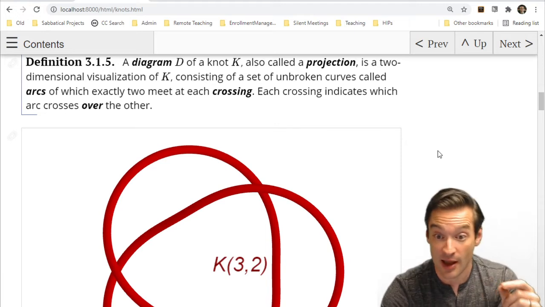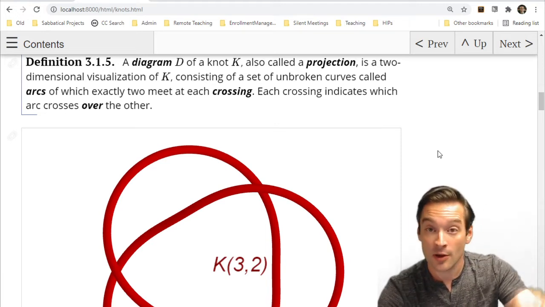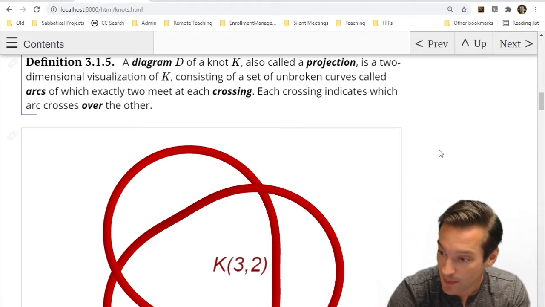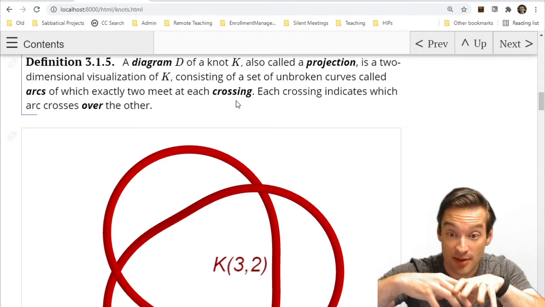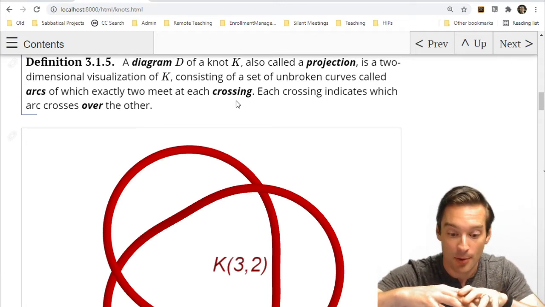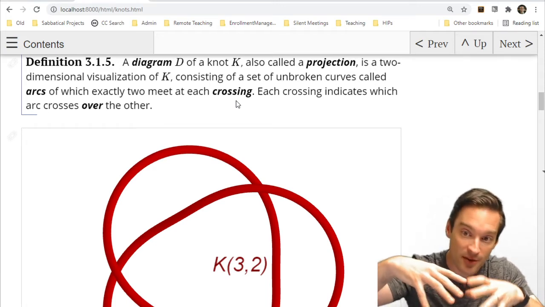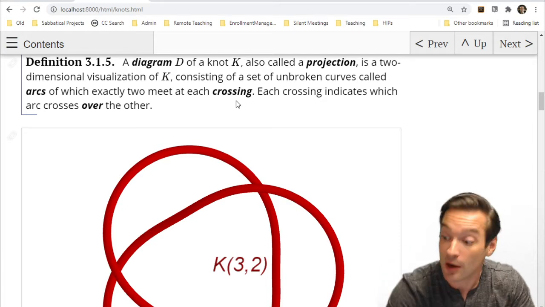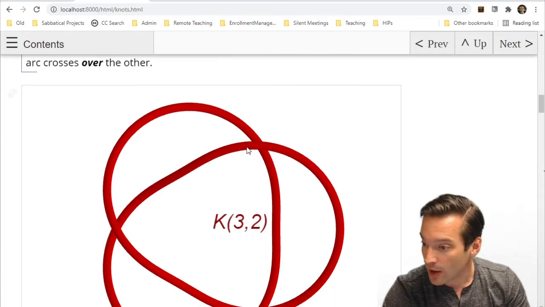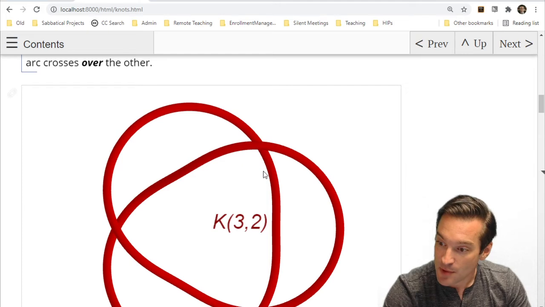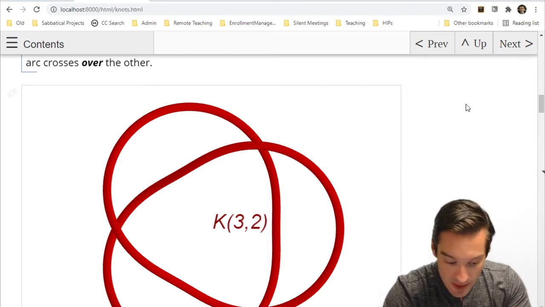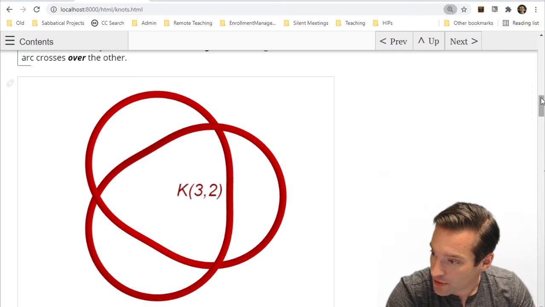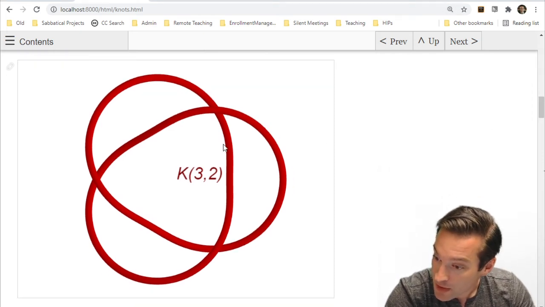So the arcs of a diagram are just the individual two-dimensional curves that make up the diagram. And then a bunch of crossings at which exactly two arcs are meeting. So we're never going to have three arcs come together at the same point in a diagram. We're always going to try to tweak the diagram a little bit so that we can see exactly what's happening where only two arcs are coming together. And every time two arcs come together, we have to specifically say which one is crossing over, which one is crossing under.